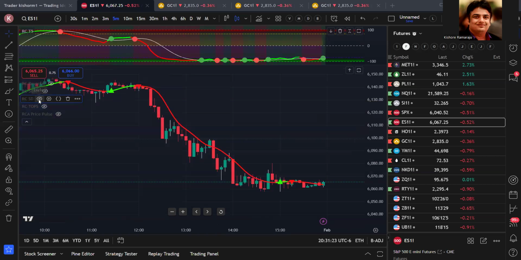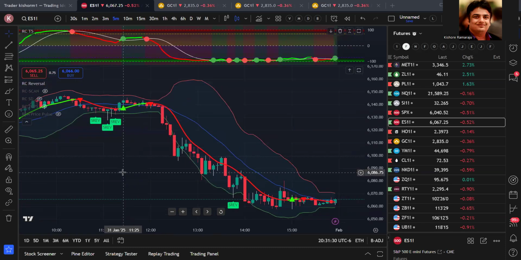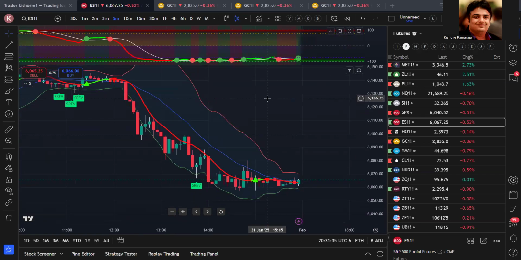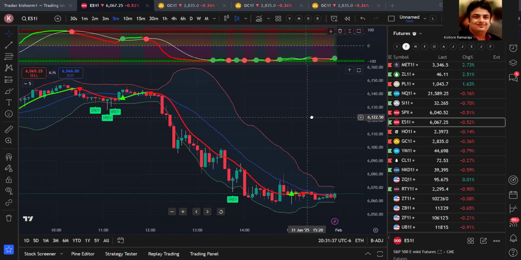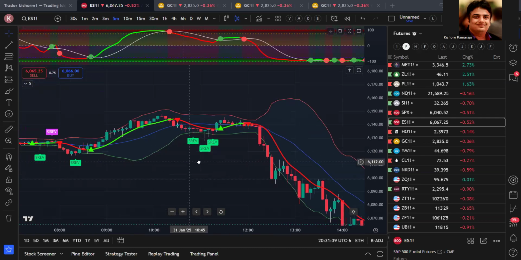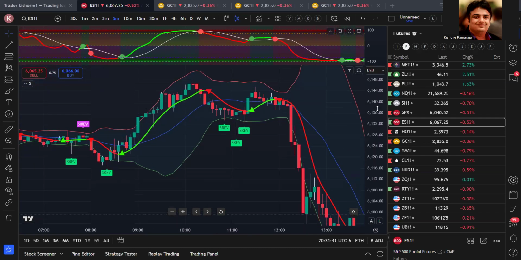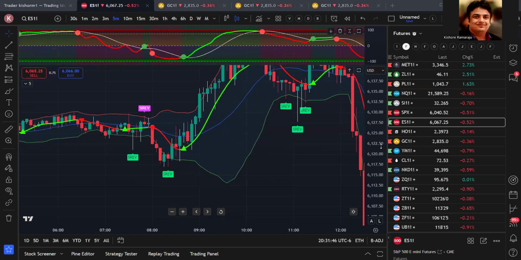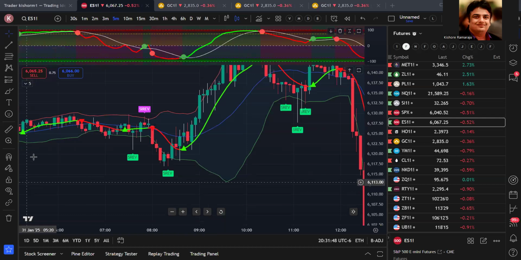So that is the RCSD. Then there is another very important indicator called RC reversal, right? So I'm showing you some scanners, some things which can help you to know when to buy, when to sell. As most of you already know, generally the price will never go in one direction. Price will go to the top, come down, go to the top, come down, go to the top, come down.